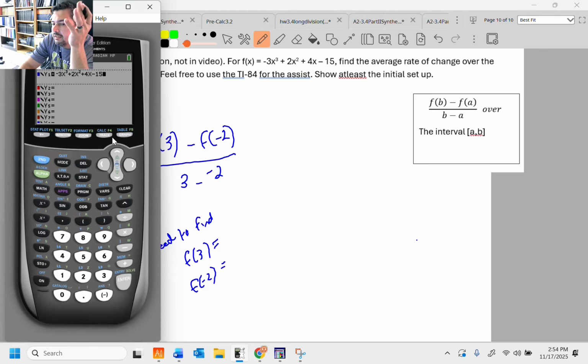So I have typed the thing in. I'm going to hit zoom 6. That's all I have to do.